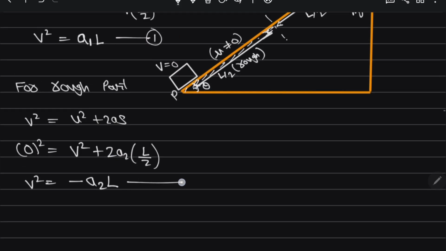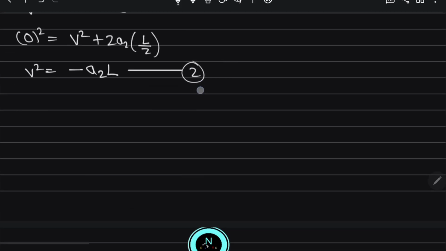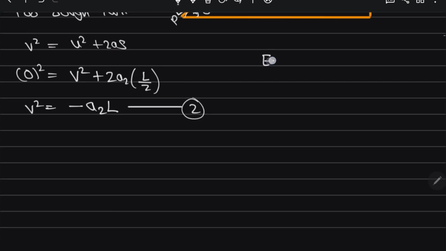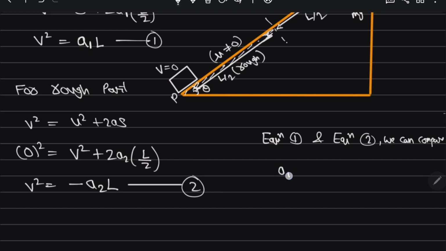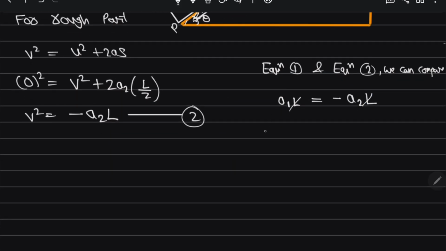So here you see that equation first and equation second we can compare. So this comes out to be a1 into l is equal to minus a2 into l. L is going to be cancelled. So here you see that a1 is equal to minus a2. This is our master equation.